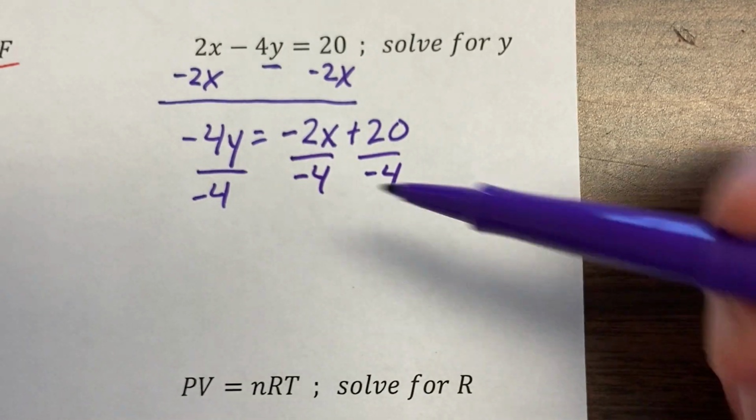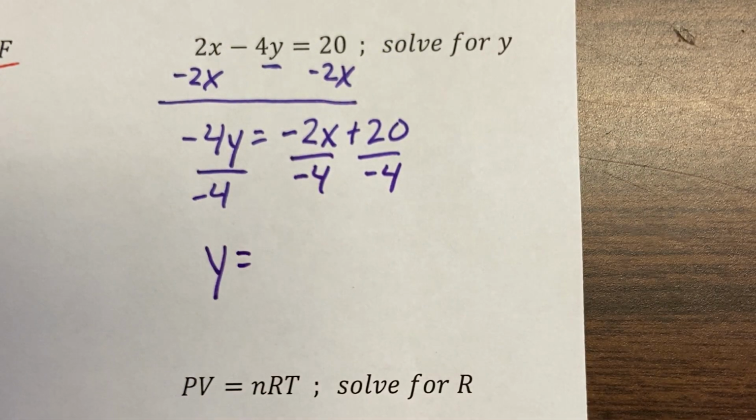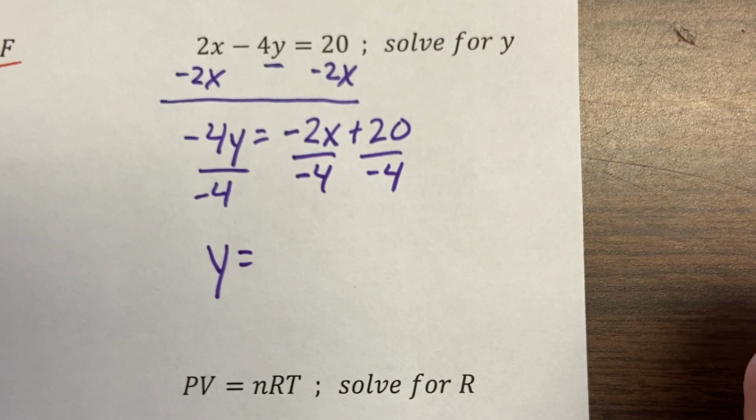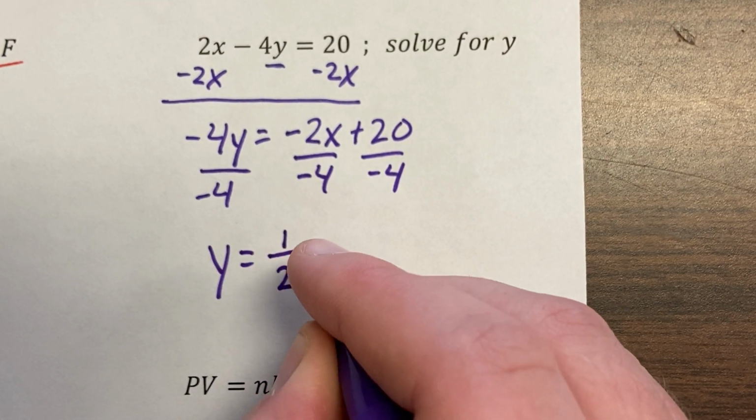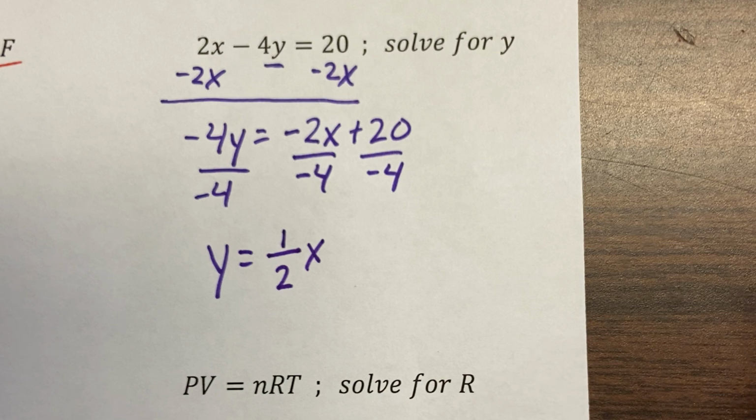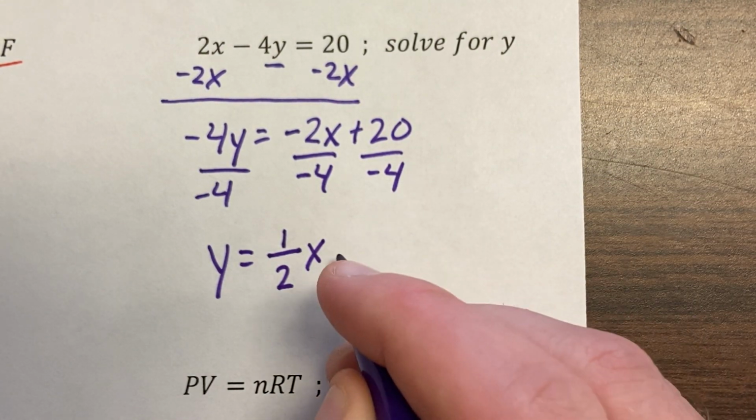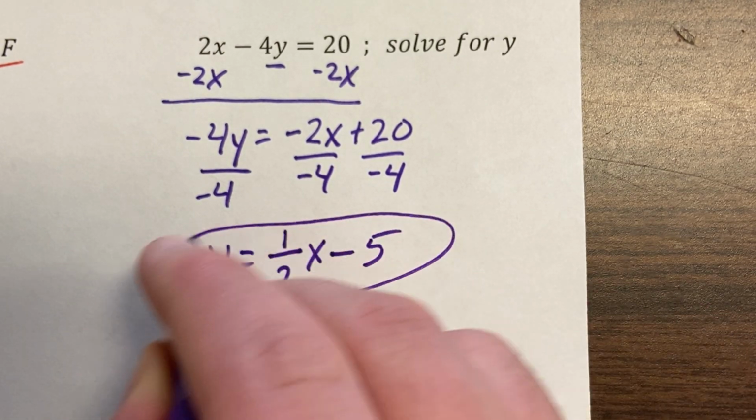All right, let's look to simplify. Negative 4 over negative 4 is a positive 1, which is exactly what we wanted, right? We have a positive 1y. We have negative 2 over negative 4. Well, negative 2 divided by negative 4 simplifies to be a positive 1/2. And then lastly, I've got 20 over negative 4, and 20 divided by negative 4 is a negative 5.